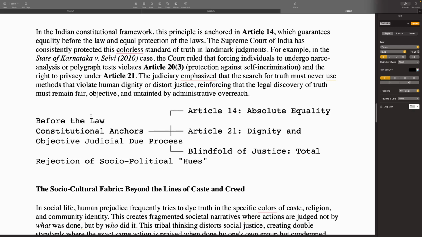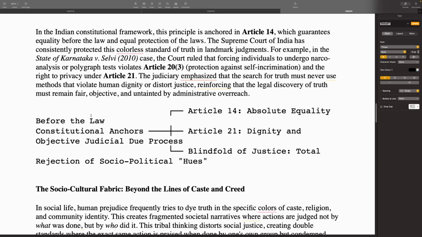The Supreme Court of India has consistently protected this colorless standard of truth in landmark judgments. For example, in the State of Karnataka versus Selvi, 2010 case, the court ruled that forcing individuals to undergo narco analysis or polygraphic tests violates Article 20(3), protection against self-incrimination, and the right to privacy under Article 21.